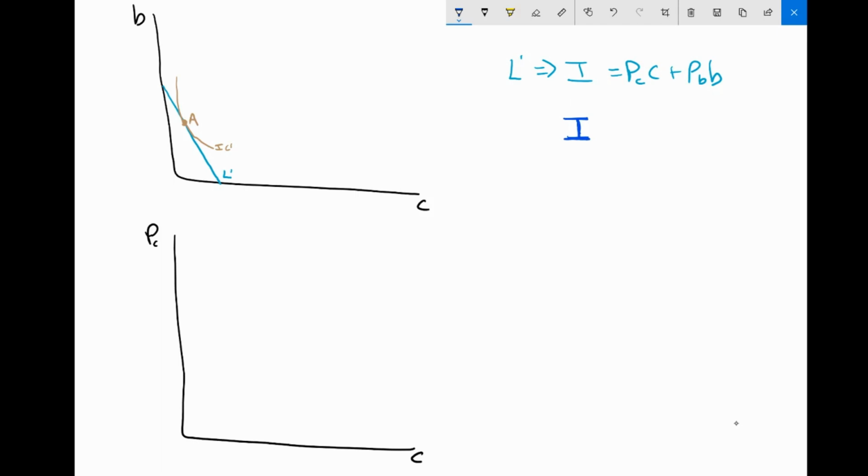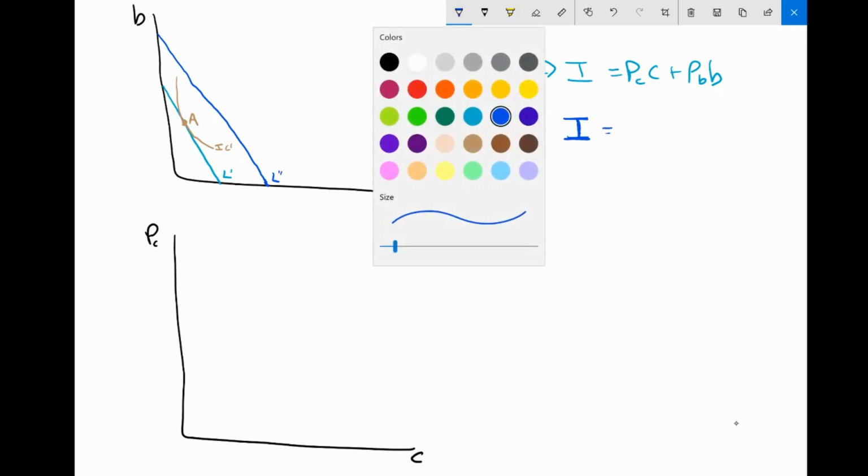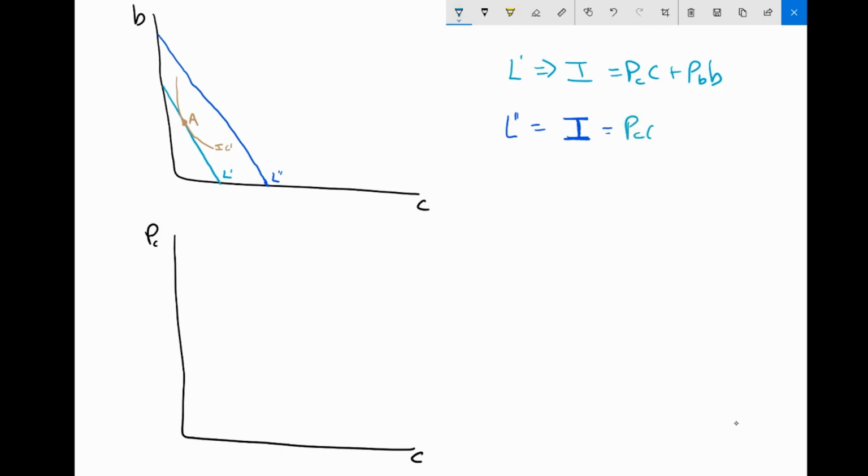Okay, so what we can do is we can just shift the whole budget line out. It's going to be perfectly parallel. It shifts out parallel to the original budget line. So here's budget line 2. Income equals, and then everything else stays the same. The prices stay the same, but income goes up.